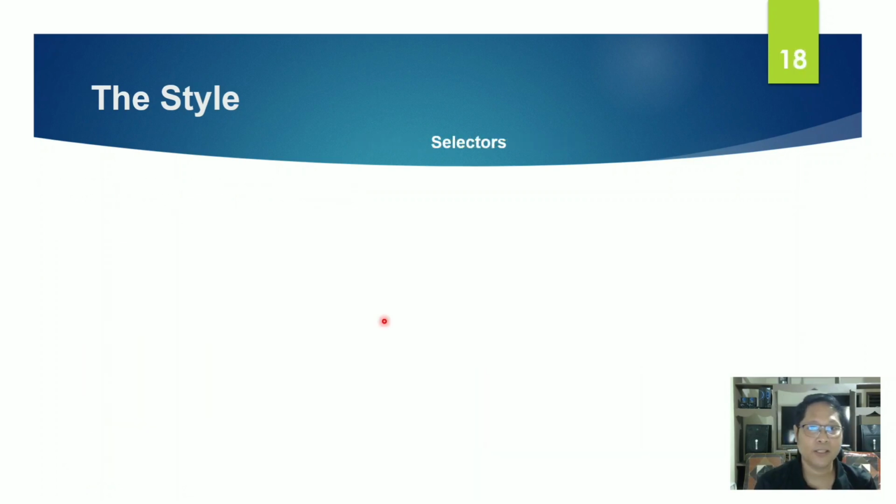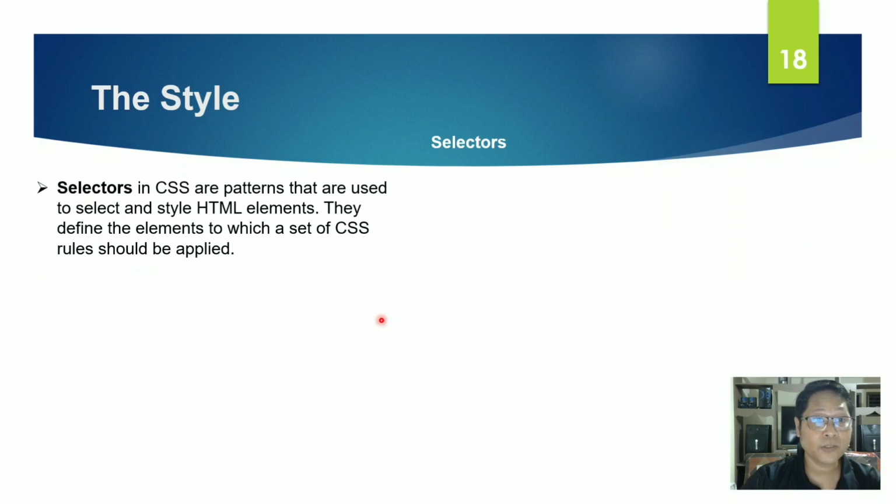Let's talk about selectors. What are the different types of selectors? Selectors in CSS are patterns that are used to select and style HTML elements. They define the elements to which a set of CSS rules should be applied.